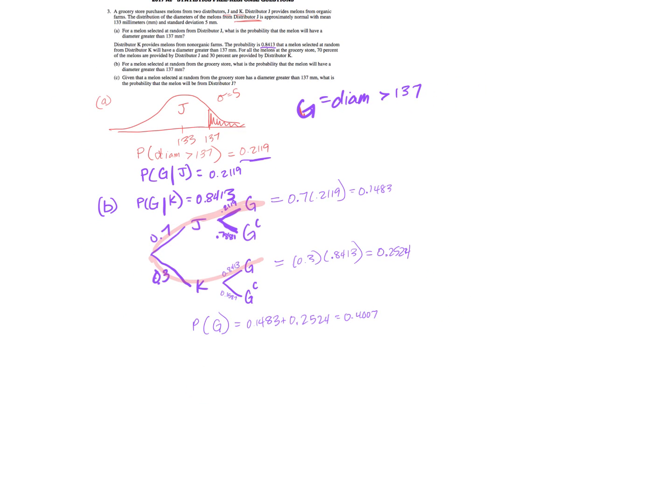All right. Now, a reminder, I would not expect you to write this part down, but on your formula sheet, you're going to be given that the probability of A given B is equal to the probability of A and B over the probability of B. So this is what you would have on your formula sheet to refer to for this last question, okay? Part C says, given that a randomly selected melon has one of those big diameters, so given G, what is the probability that it came from distributor J?